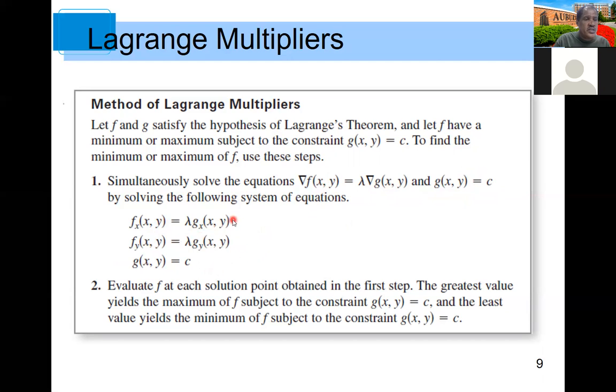So we have three equations in three unknowns. What are the three unknowns? Lambda is unknown, x is unknown, y is unknown. So if you have three equations in three unknowns, you can solve it, okay? You can solve for the three unknowns. So solve these three equations simultaneously, okay?